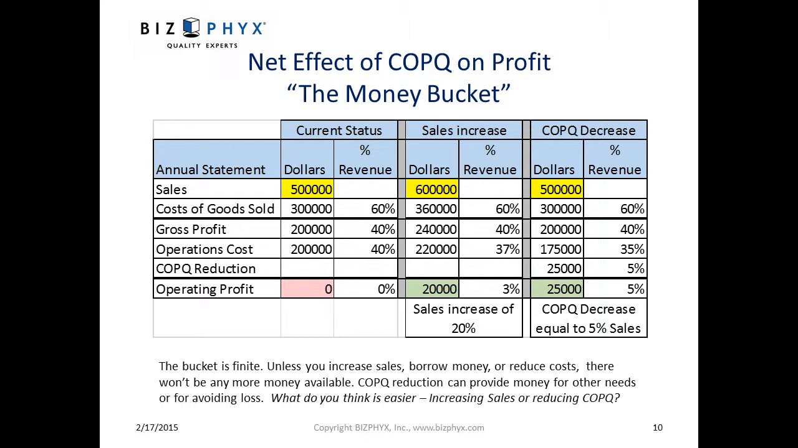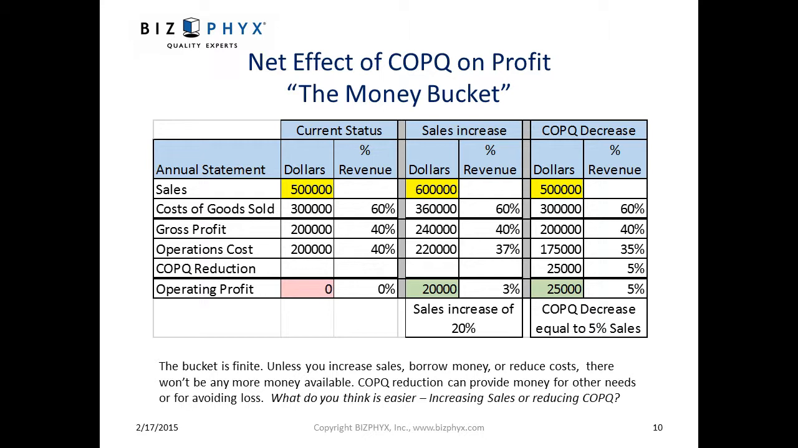But it may not be so easy to increase sales. Let's look at an alternative. What if we could decrease our failure costs, our cost of poor quality? So we'll start with an example. We're still at our $500,000 of sales. We still have our cost of goods sold at $300,000, our gross profit of $200,000.